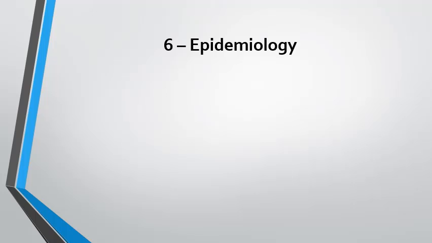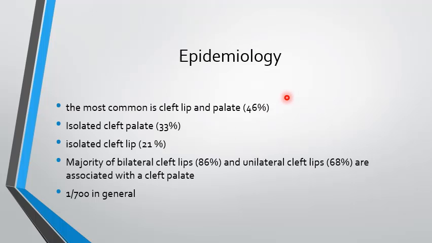Now let's talk about the epidemiology of cleft lip and palate. The most common cases found are combined cleft lip and palate in 46%, isolated cleft palate alone in 33%, isolated cleft lip alone in 21% of cases. Overall, the rate worldwide is 1 in every 700 live births.